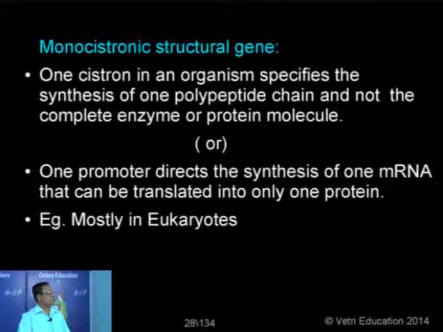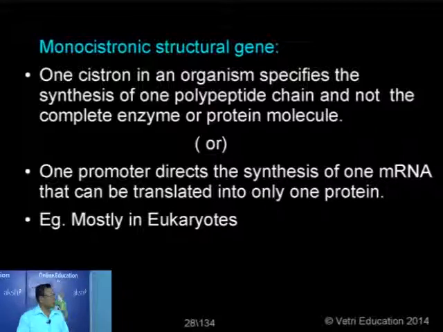And under the cistronic gene, what we are talking about, the structural gene can only be expressed as RNA, which can be translated to form proteins. So there are two different types of structural gene. One is called monocistronic structural gene, another one, polycistronic structural gene.